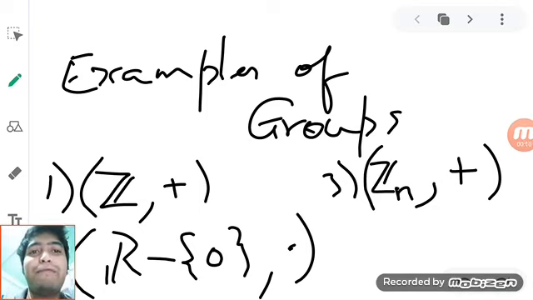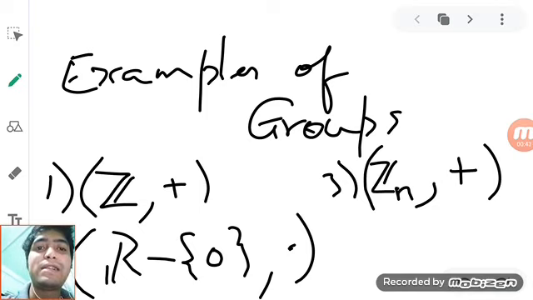So in the first class, what have we learned? We have learned the definition of groups. We have also seen the three examples in the last video. The first example that we have considered was the set of integers with the operation being addition. The second example was the set of non-zero real numbers with the operation being multiplication. And the third set that we have considered was this set Zn with the operation being addition modulo.